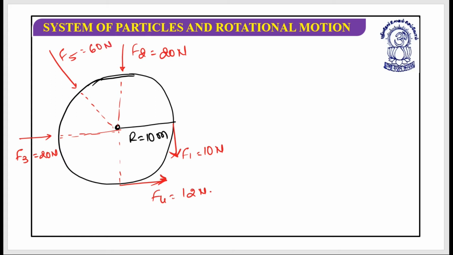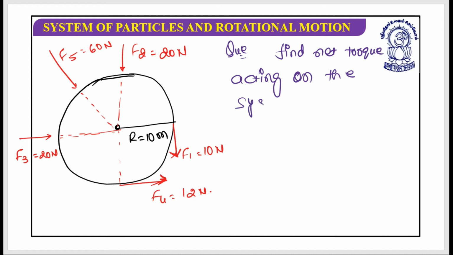So the question is: find the net torque acting on the system. This is the requirement. Find out the net torque acting on the system. How will you do this? What is to be done? Let's write down the torque due to each one.